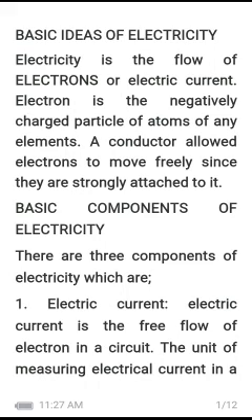So electricity is the flow of electrons or electric current. Electron is the negatively charged particle of atoms of any element. I know you must have learned about the first 20 elements. We have hydrogen, helium, lithium, boron, and so on. You have carbon dioxide and all the rest.